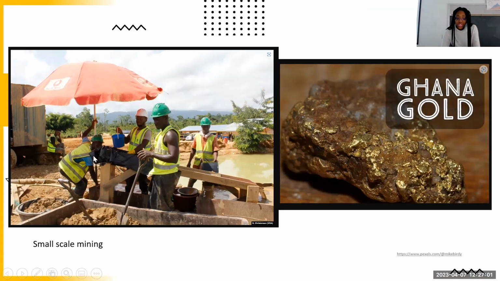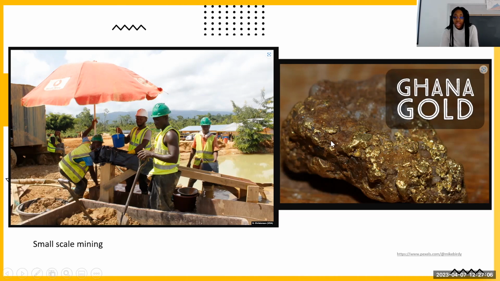This is of smaller scale mining because we do have some smaller mines, none on the large scale. And this image is an image of actual gold mined from the country. So this is the gold you would find in our country.